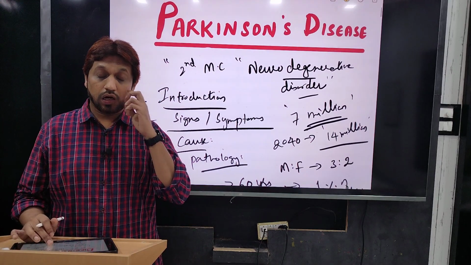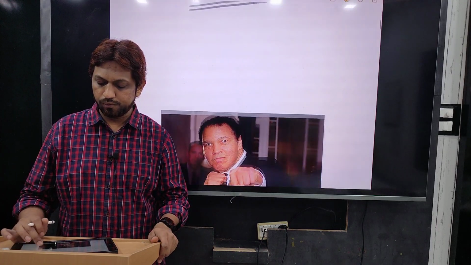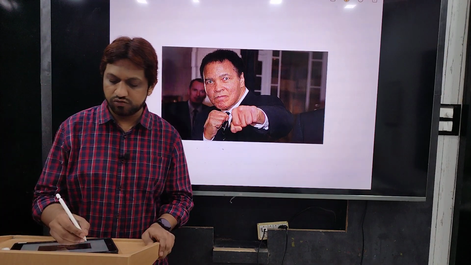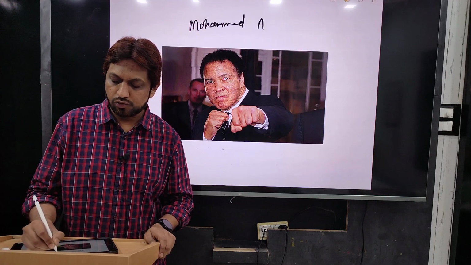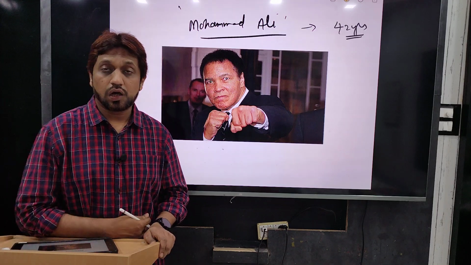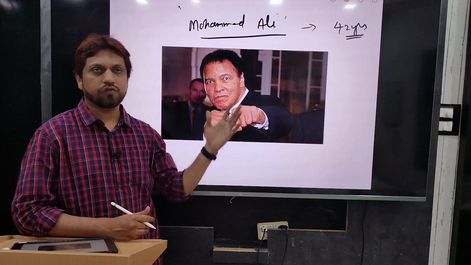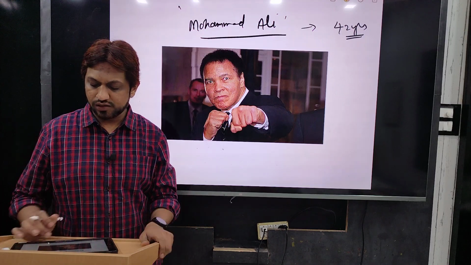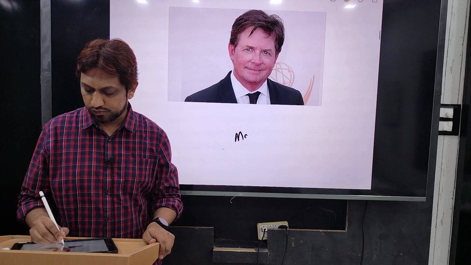It has affected many celebrities or famous personalities too. To name a few, one of the most famous Parkinson's disease patients all over the world is the boxer Muhammad Ali. He developed Parkinson's disease at the age of 42 only. It actually started at the age of 38, but it was diagnosed at the age of 42. He suffered from this disease, and other notable public figures include the actor Michael J. Fox, American actor.